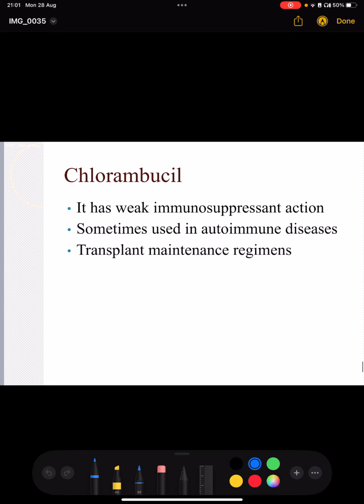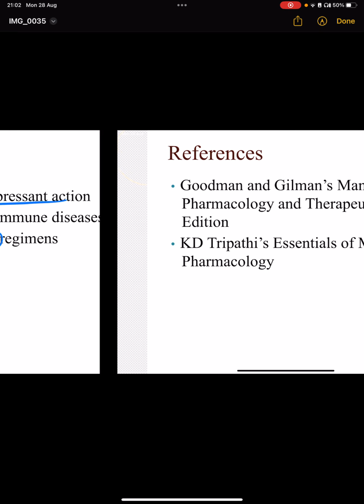Next drug is chlorambucil, a weak immunosuppressant. Chlorambucil is a weak immunosuppressant, sometimes used in autoimmune disease, and it is used in maintenance of transplanted organs, maintenance of the graft. So that was about chlorambucil.